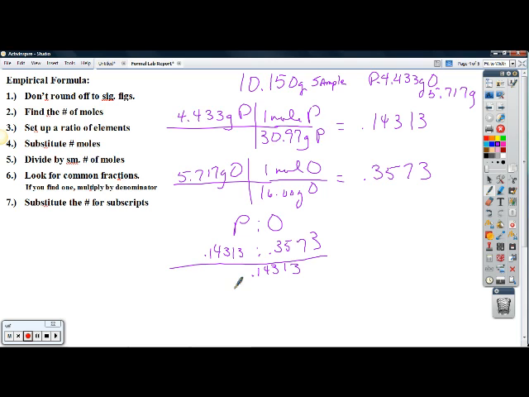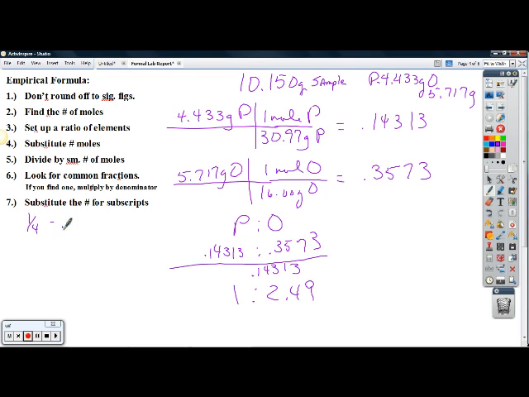All right, so I divide, that's 1. And this one turns out to be 2.49. Does that round off to 2.0? No. So it's a common fraction. The common fractions you have to know.